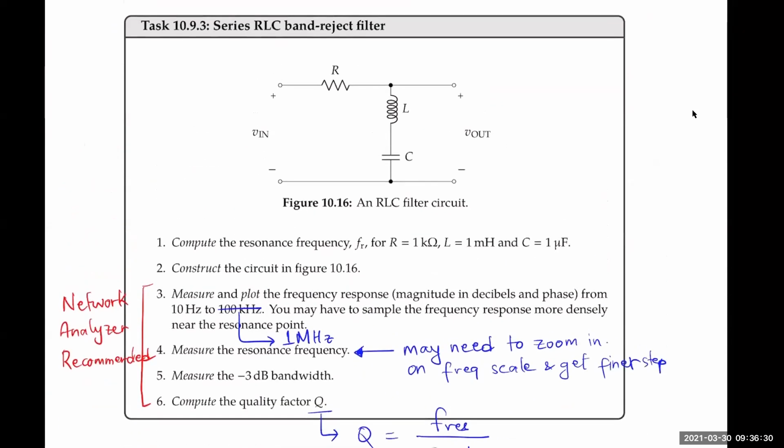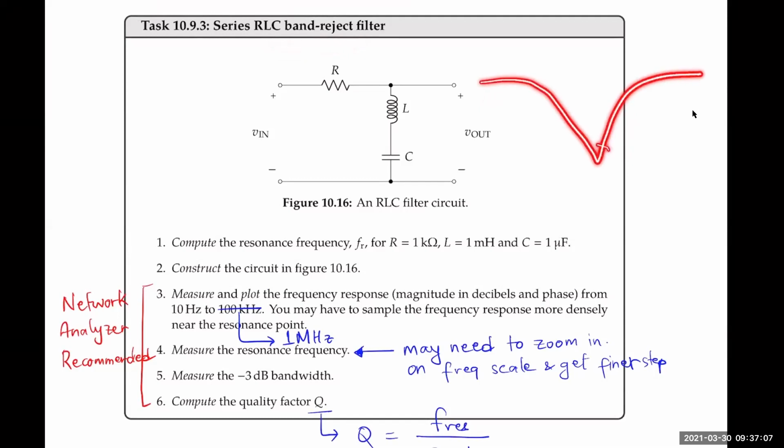Task 3 is a band reject filter made out of an inductor, capacitor, and resistor. And you've been given the component values for this circuit. Using these component values, you've already calculated the analytical expression for the gain. And if you've done the pre-lab, then you know what the gain frequency response of this looks like. But it's a band reject filter, so you know that it should have some rejection band.